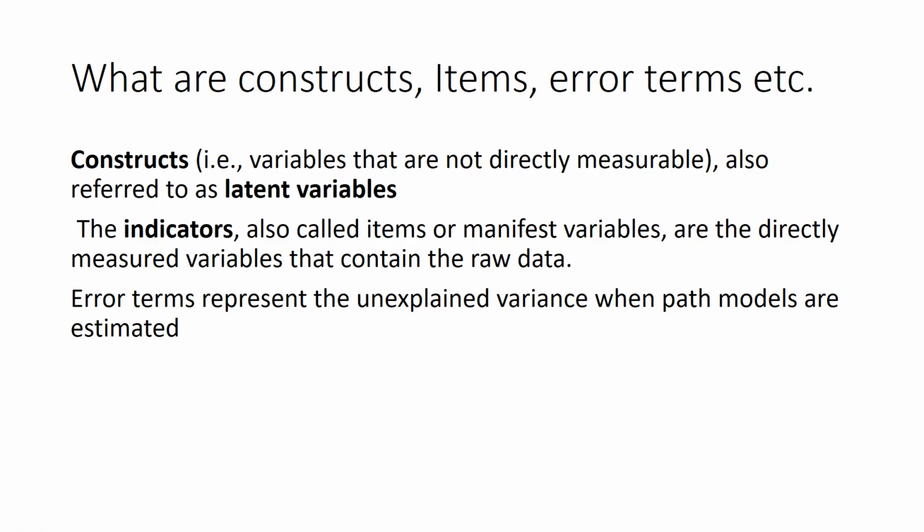A simple definition would be that a construct is something that is not directly measurable. So basically, there would not be a scale available to measure attitude. It can only be manifested through the items or the indicators. So we come to what are indicators. Indicators are called items or manifest variables. They are also called observed variables because we can directly measure them.